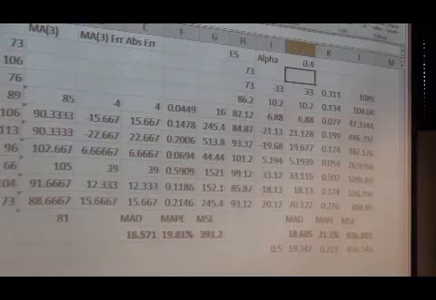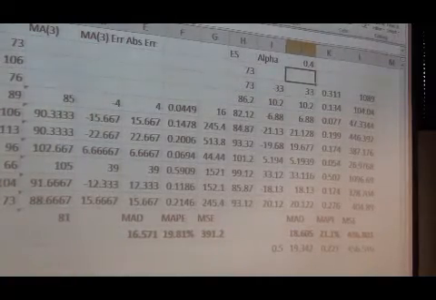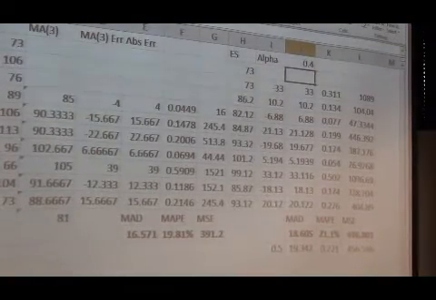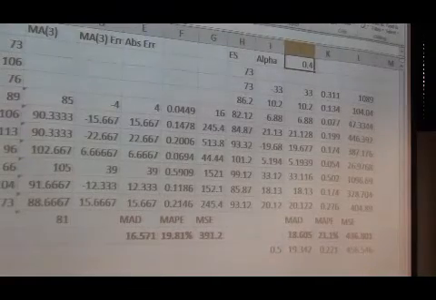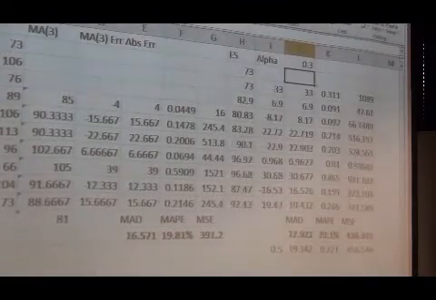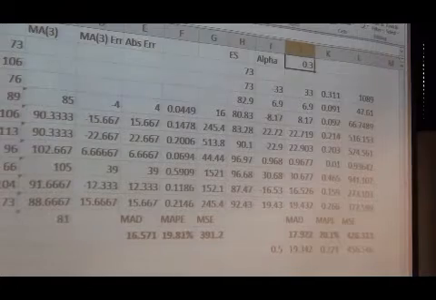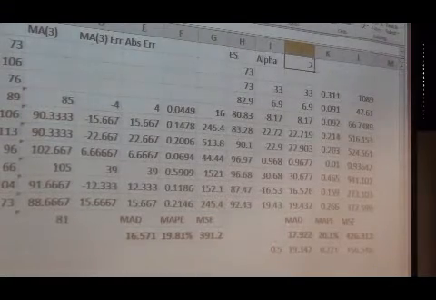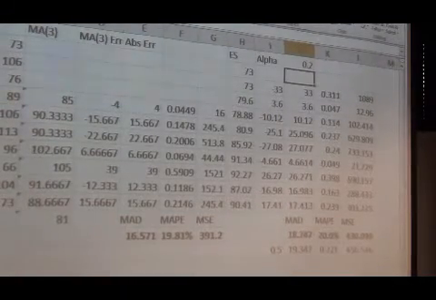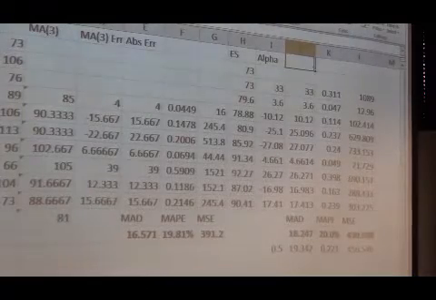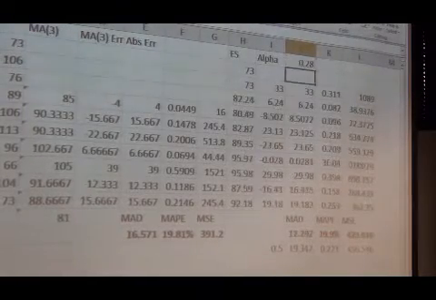Got better. So an alpha of 0.4 is better than an alpha of 0.5. Still not as good as our moving average model. Maybe we should go down a little more. Try 0.3. A little better yet. Try 0.2. Now that got worse again. I don't know, let's try 0.28.